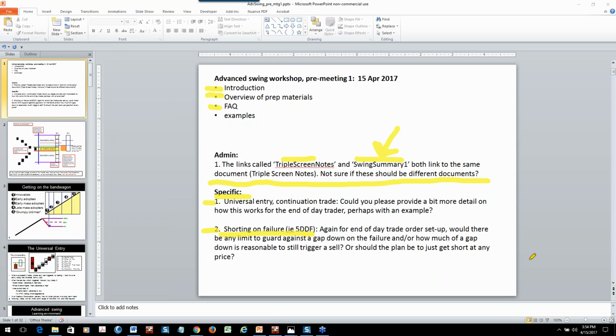We've got about probably 10 minutes to stay within our hour, and I will explain these fully, and if it goes over a little bit, so be it. So the first question was, on the universal entry continuation trade, could I provide a bit more detail on how it works for the end of the day trader, and perhaps with an example? Yes, I can.